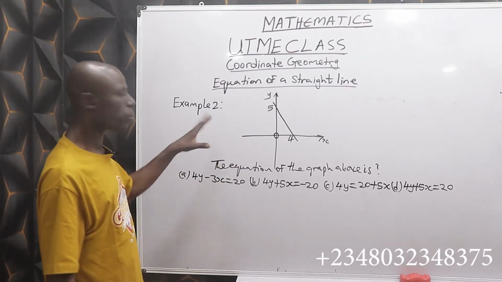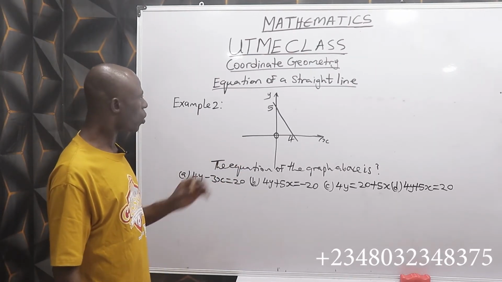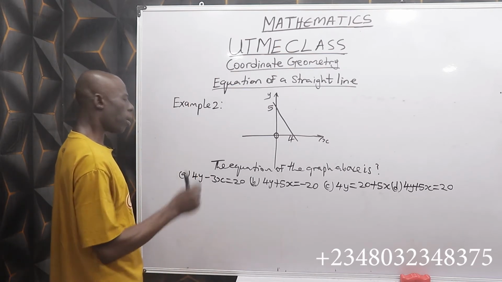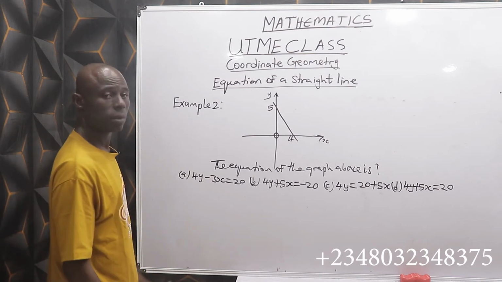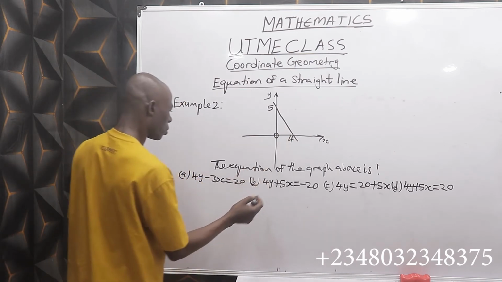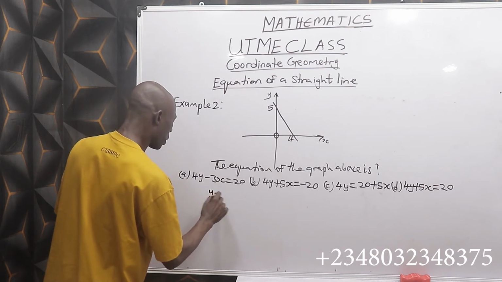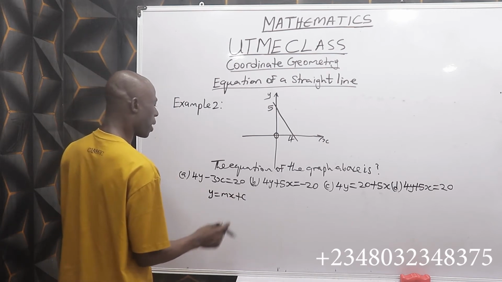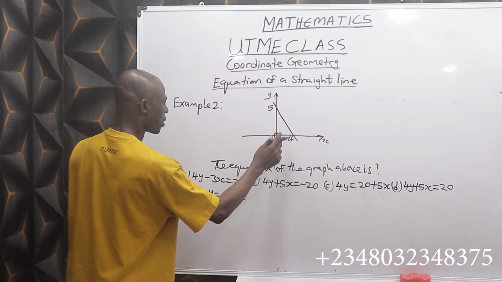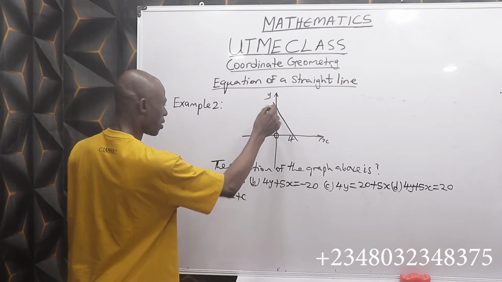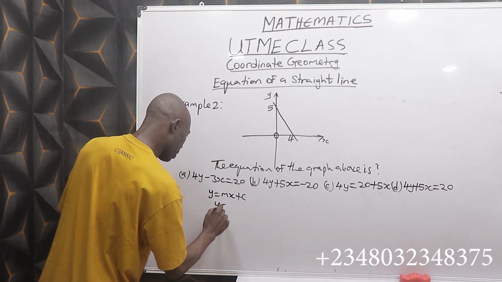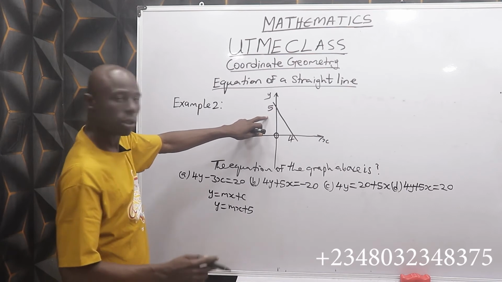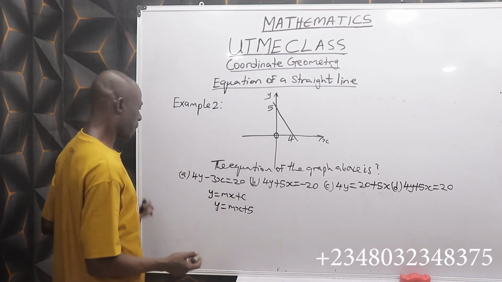Let's look into example 2 under this equation of a straight line format. The equation of the graph above is what? It's a question. So what we do is we write y equals mx plus c. Straight away here, you can see that the y-intercept here is 5. We can just put it straight. Y equals mx plus 5, because you already know it, so you put it straight.